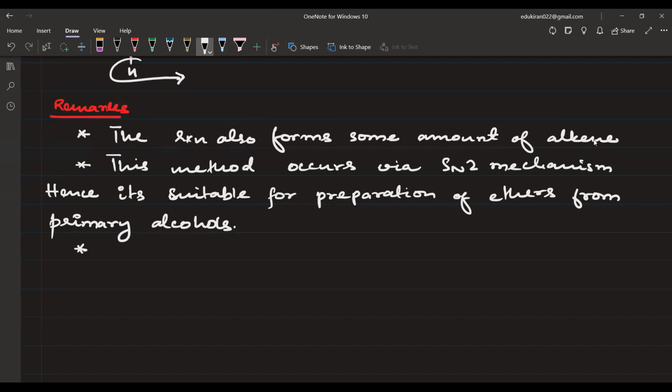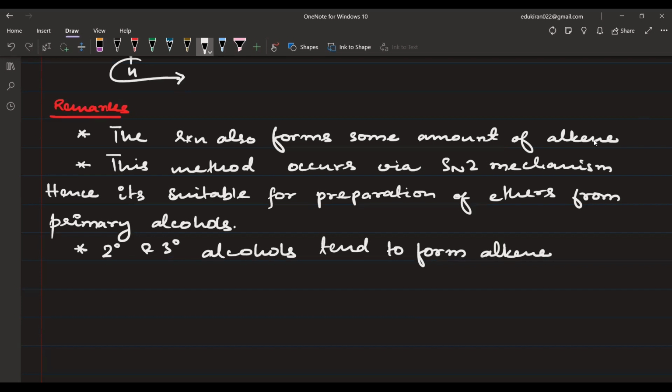Okay, next is 2-degree and 3-degree alcohols. In 2-degree and 3-degree alcohols, the alkene, that means elimination, is more dominant. And that is another reason why this is only suitable for preparation of ethers from primary alcohols. So please write: 2-degree and 3-degree alcohols tend to form alkene as major product.